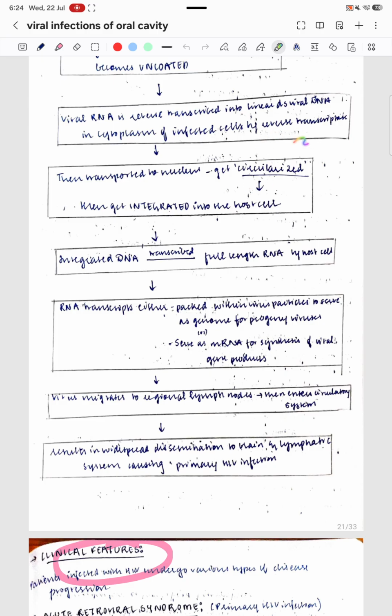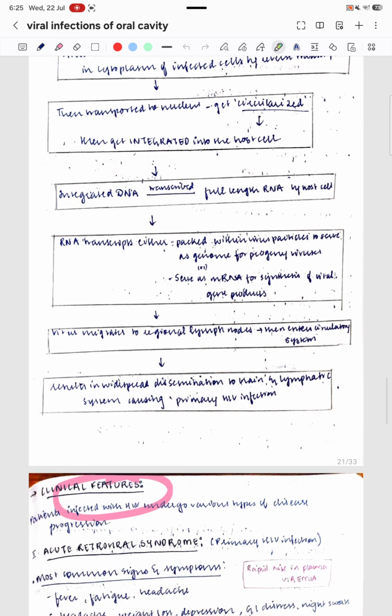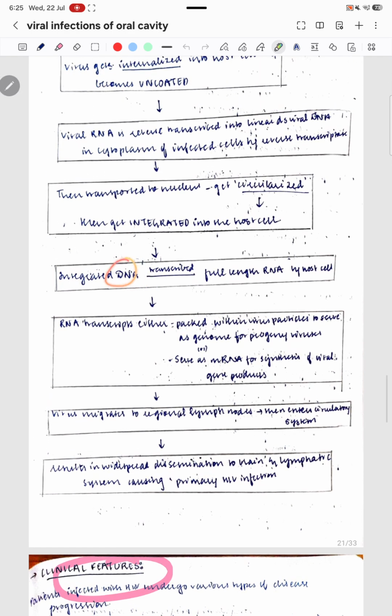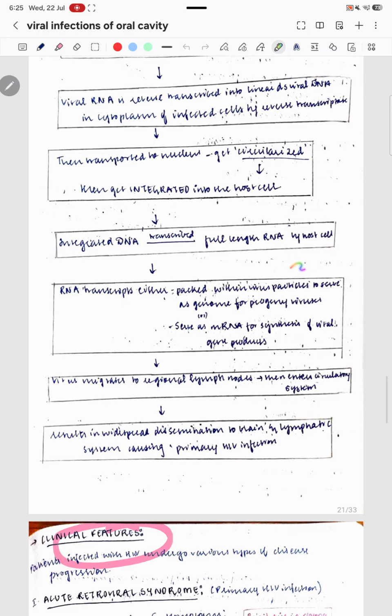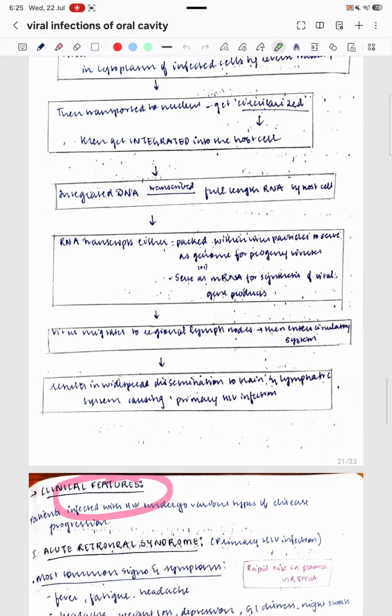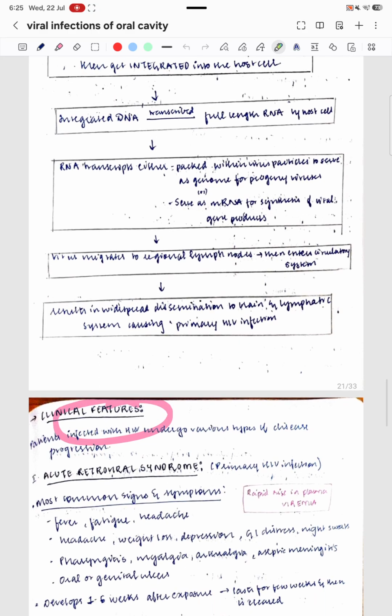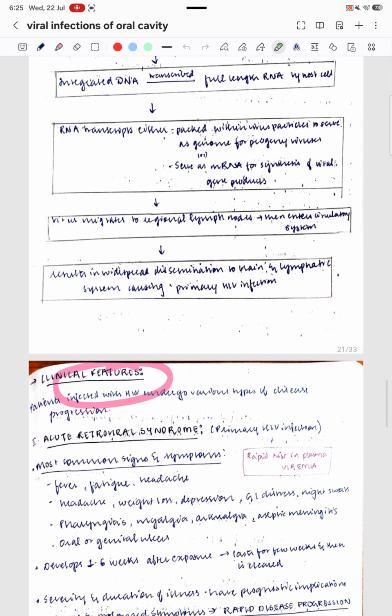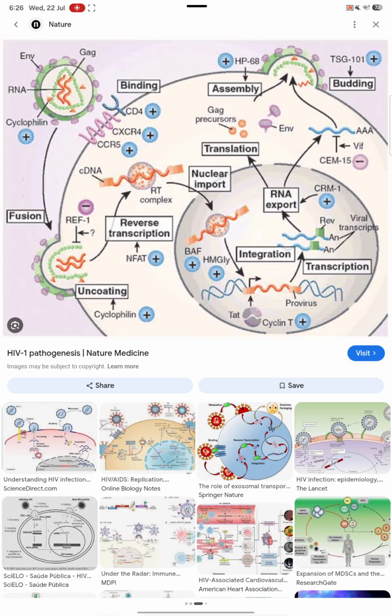So once the DNA is formed by reverse transcriptase, that DNA eventually starts multiplying in the whole body through the host cell itself. Then you have RNA, and again DNA is transcribed. In a similar way, RNA is also transcribed. It is either packed with particles as a genome for progeny, and that results in widespread dissemination. So I'll show you a picture to understand it better.